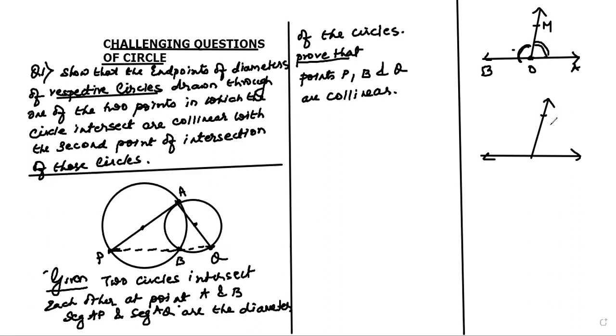Now in here, I'm not saying that line PQ, with OP and OQ, is a straight line. I'm not saying that. But I'm asking you, what is this pair of angles called? MOP and MOQ. Again, everyone's answer will be linear pair.